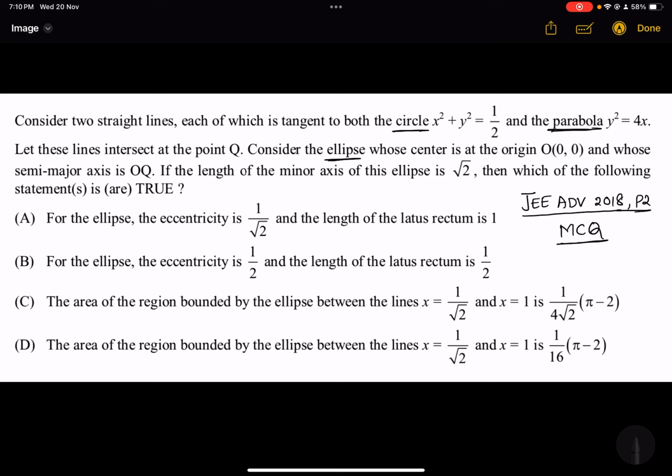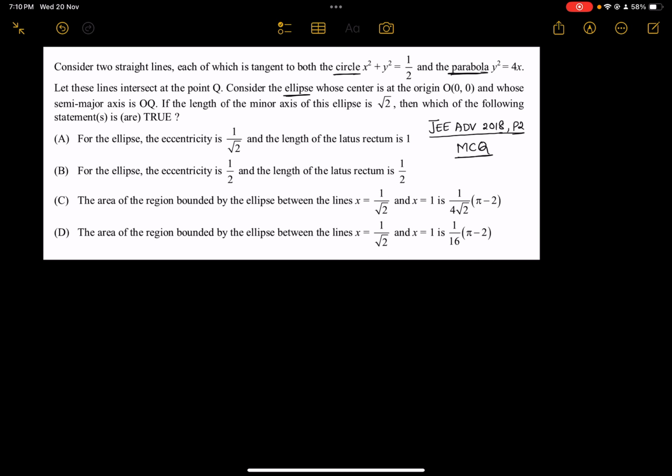So this question is a good blend of concepts. The construction of the question is really good. So let us go ahead and solve this question. But before we do that, I would strongly recommend all of you to pause the video at this moment and give this question a try. So let us go ahead and solve the question.